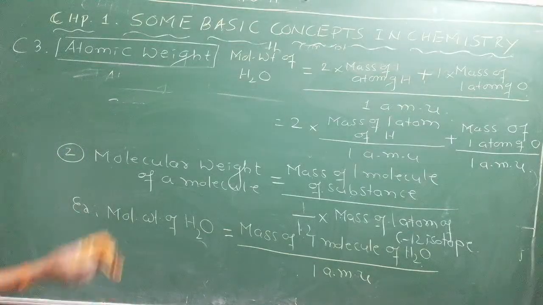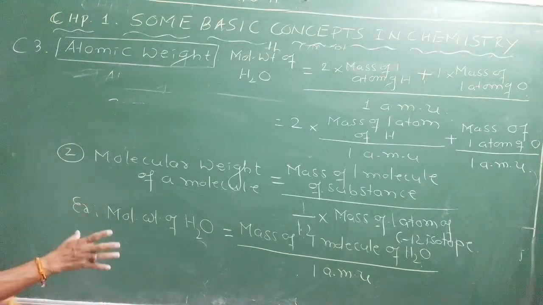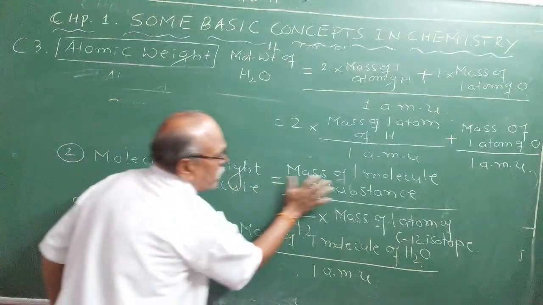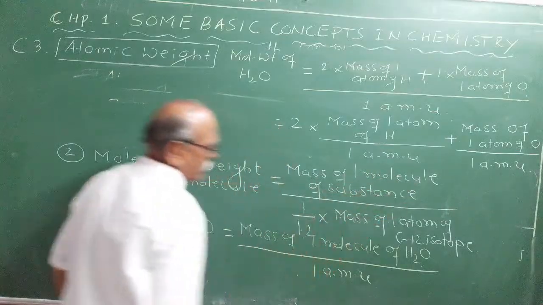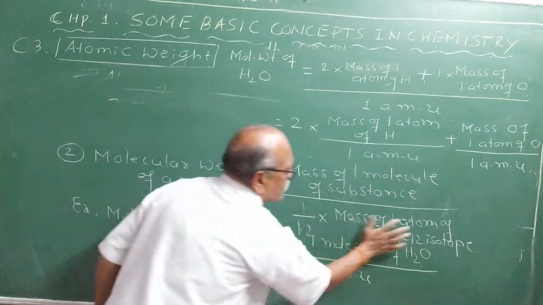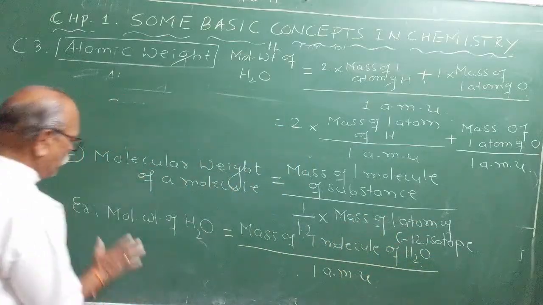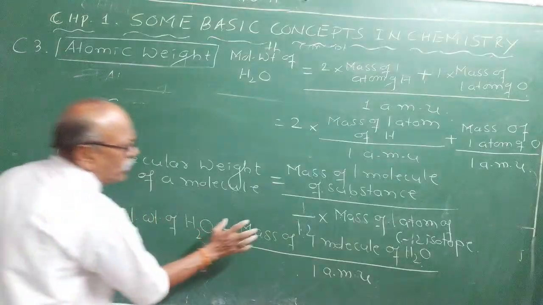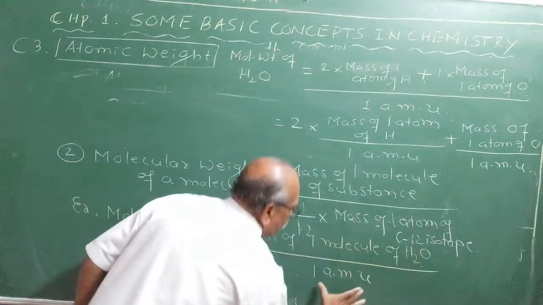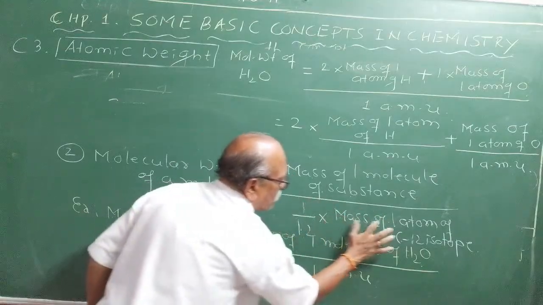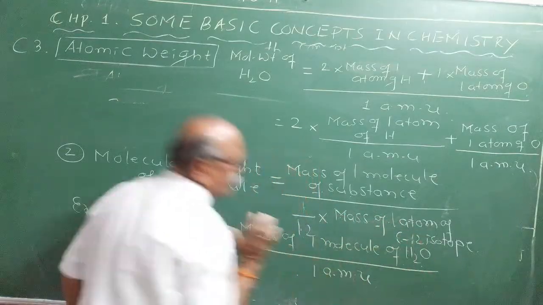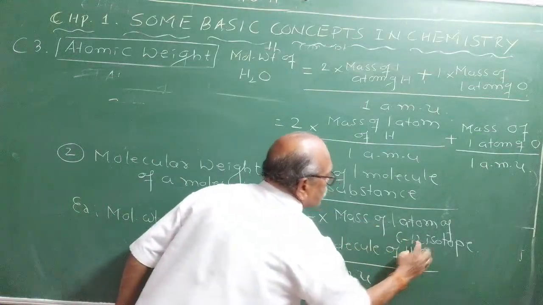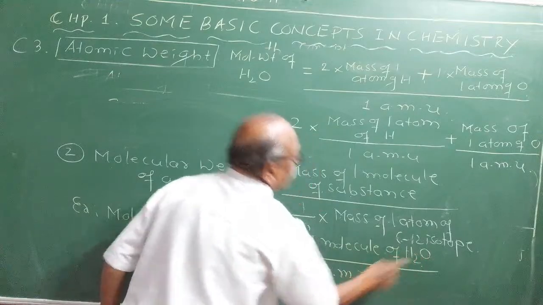Now, just now you studied this definition. I will repeat. The molecular weight of a molecule of a compound is equal to the mass of one molecule of a substance divided by 1/12 of the mass of 1 atom of carbon 12 isotope. Therefore, the molecular weight of water is equal to the mass of one molecule of water divided by 1 AMU. Now, what does one molecule of water consist of? 2 atoms of hydrogen, 1 atom of oxygen.